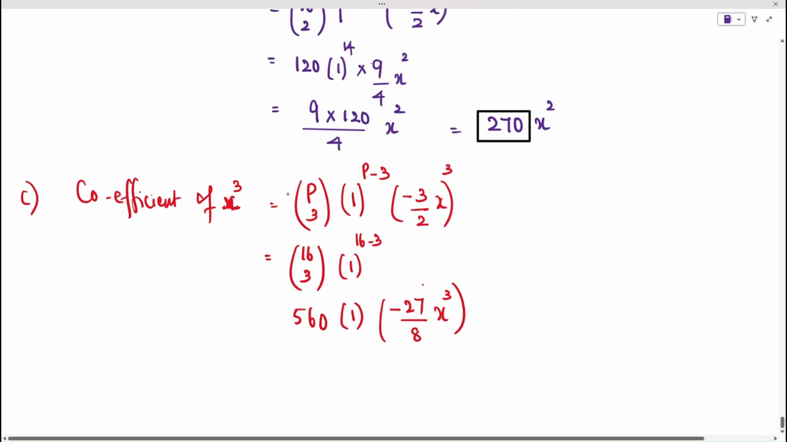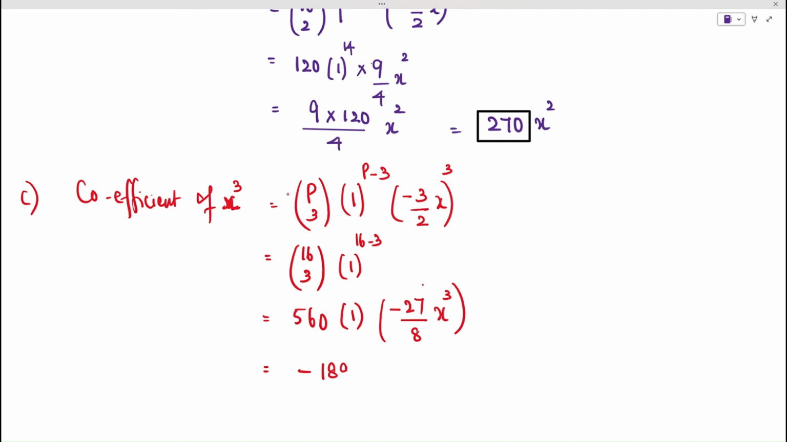Now, if we multiply values together, we end up with minus 1890 x cubed. So our coefficient of x cubed would be minus 1890.